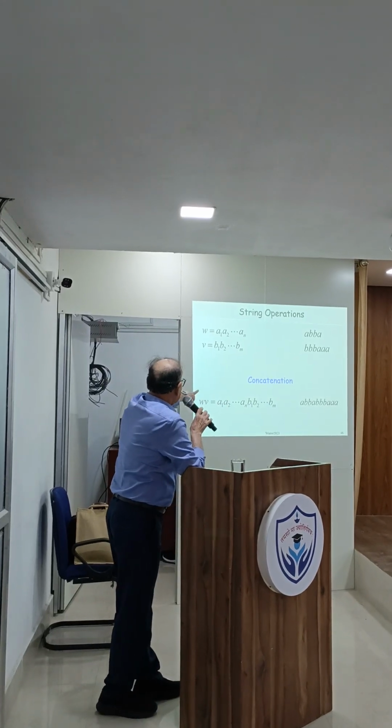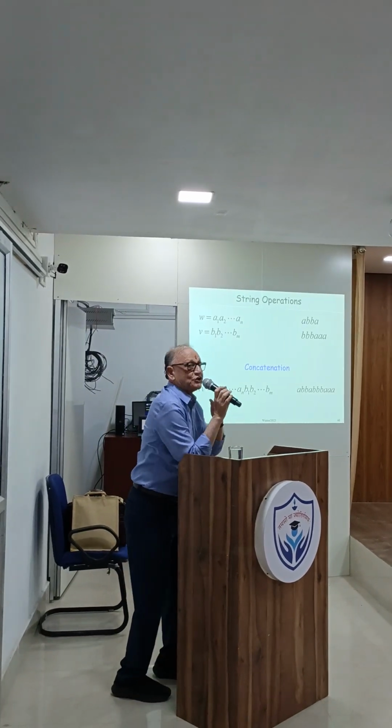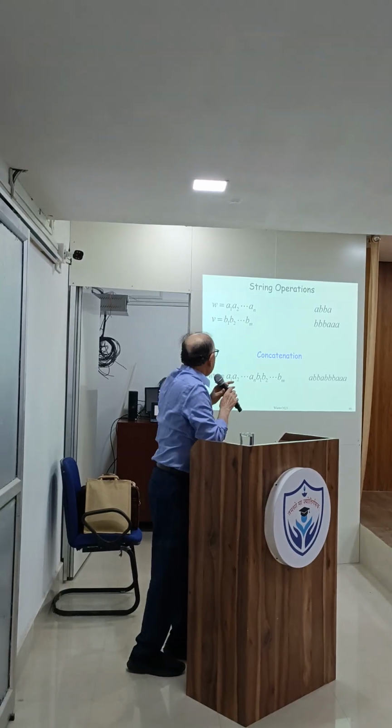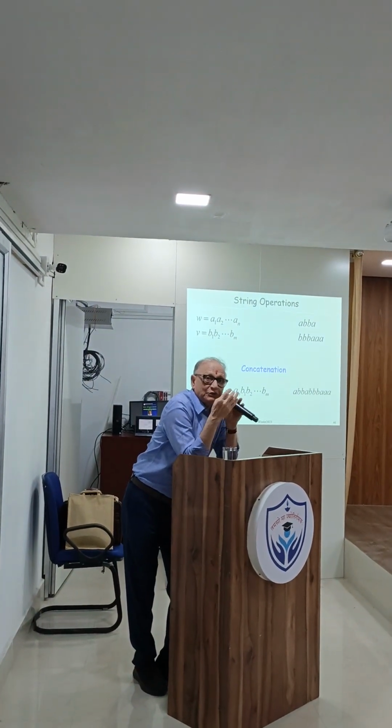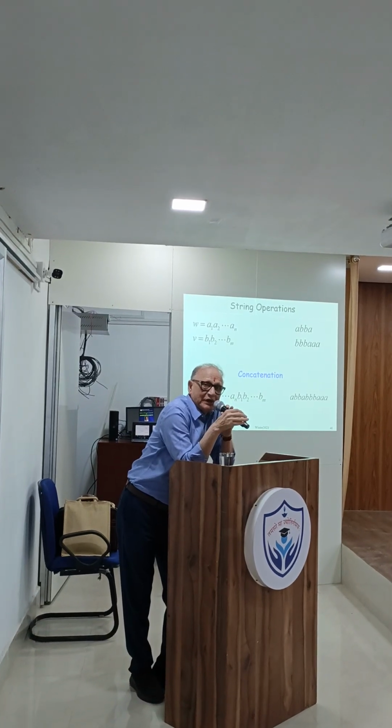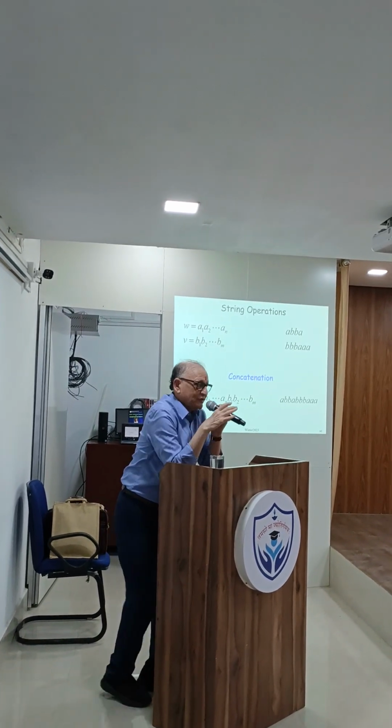Then that is one content. Content is the join. So if I have U and V, I can join U and V. That means you combine U and V together to get UV. So that is what I am doing.